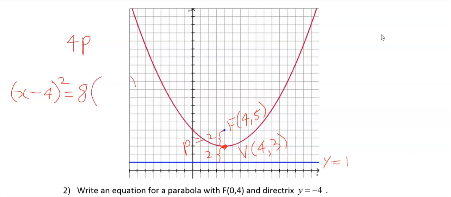And then the other part is going to contain the y. That's the non-squared part. And finally, just look at the y-coordinate of your vertex, and it's positive 3.